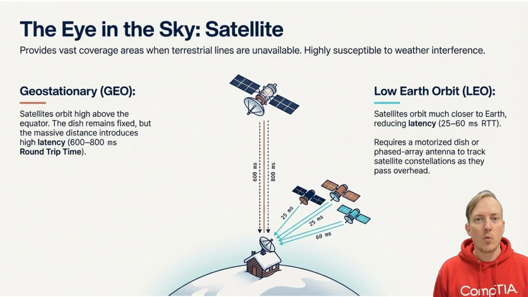For wireless WAN connections, we use cellular and WISP. Cellular relies on 4G and 5G radio towers and a subscriber identity module, SIM card, to provide total mobility. WISP stands for Wireless Internet Service Provider. It uses a fixed antenna mounted on the side of a building, but it absolutely requires a clear, uninterrupted line of sight to the provider's transmission tower.